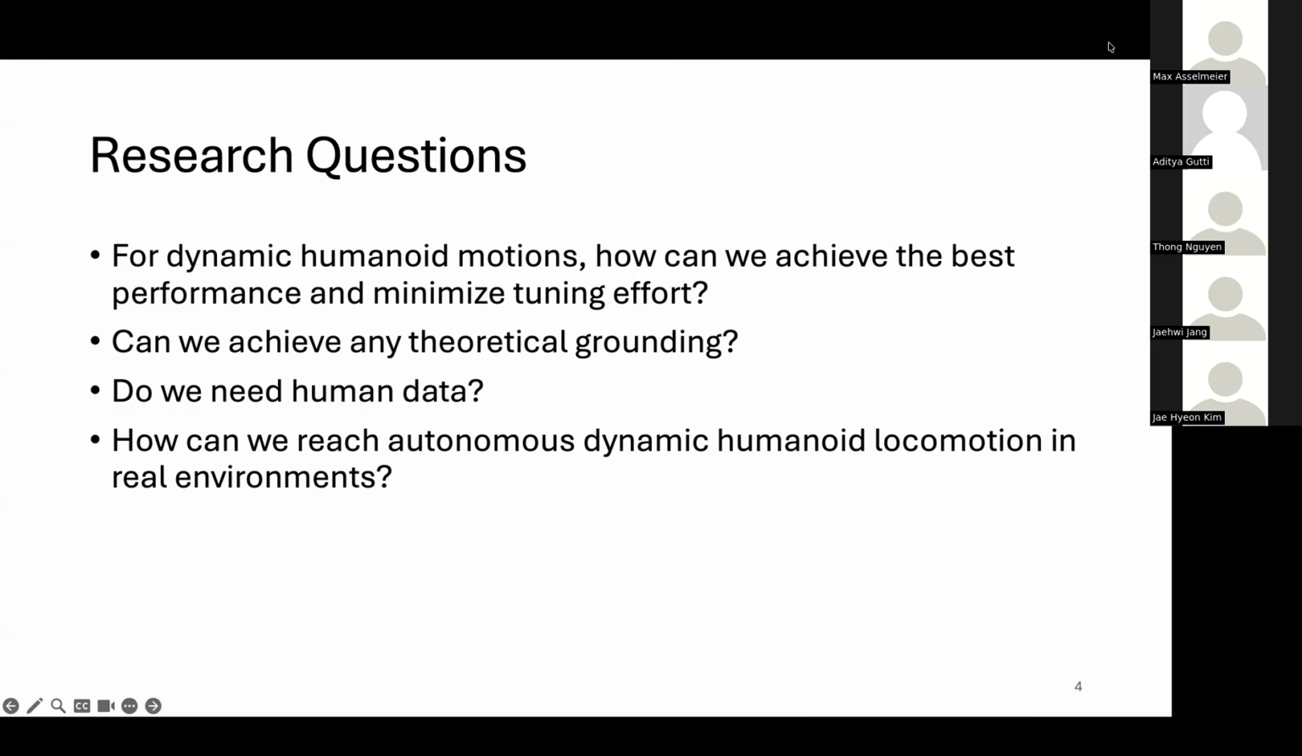And then this last bullet point is how can we reach autonomous dynamic humanoid locomotion in real environments? A lot of the ones that track human data tend to just replay single trajectories. And there's work investigating how they can generate new trajectories online, some work with diffusion policies and things like this. But I'm very interested in how we can apply this in a real autonomy stack. So we'll try to touch on all of these points as we go through this talk.